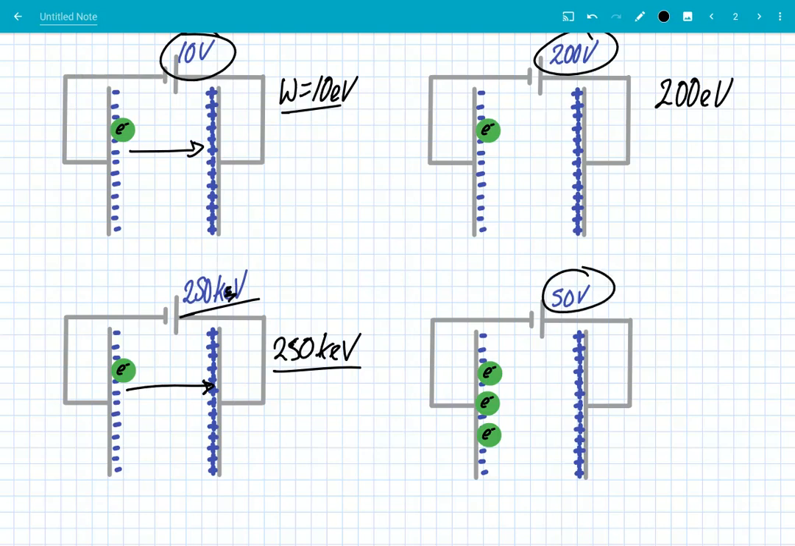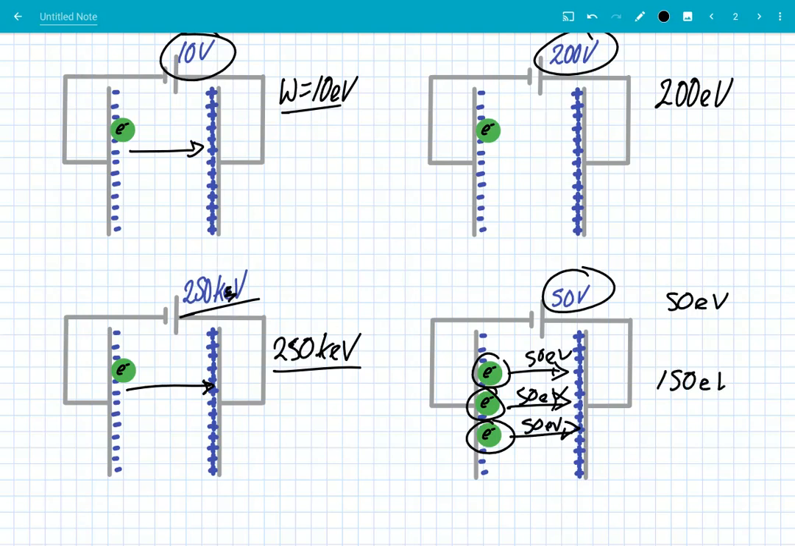If you have 50 volts, you're similarly going to get 50 EV. However, in this case, we've got 3 electrons. So each one will gain 50 EV. Therefore, in total, the total amount of energy transferred in this situation is going to be 150 electron volts. That's the combined energy in this situation.